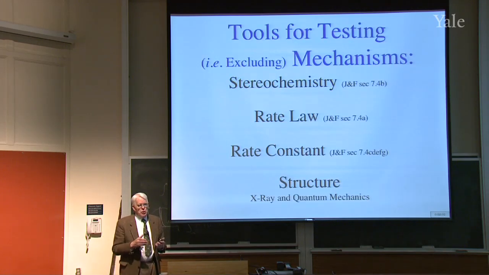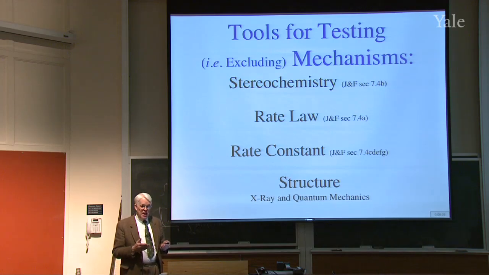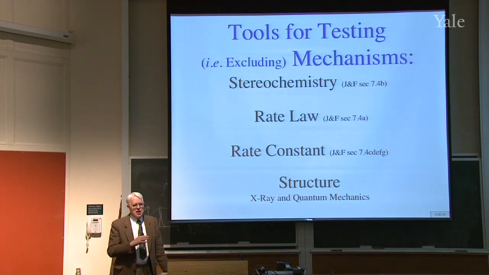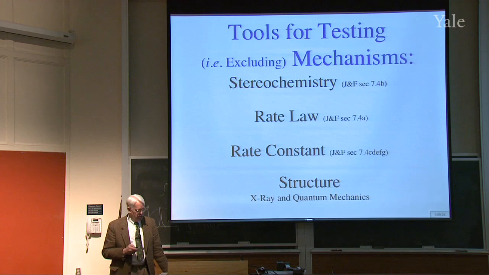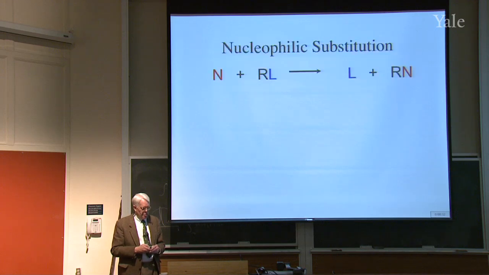Okay, now there are tools for testing, that is, for excluding mechanisms. And they involve stereochemistry, rate law, rate constant, and structure, X-ray work and quantum mechanics. And in the particular book that you might be using, the Jones book, these are in the sections indicated there, and I'll indicate those as we go along. But these things will be covered in all the texts, so you'll see a good treatment almost anywhere. Okay, we're first going to look at stereochemistry, what we were just talking about.